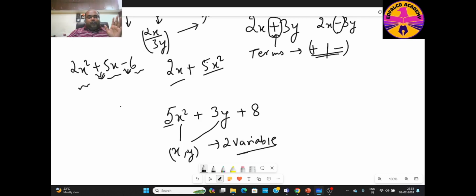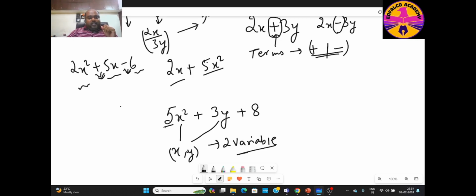Although we are not going to study that kind of a polynomial. We will study only those polynomials where there is just a single variable involved, so either x or y will be involved. So it will be a single variable. But here it's the case of two variables, x and y.